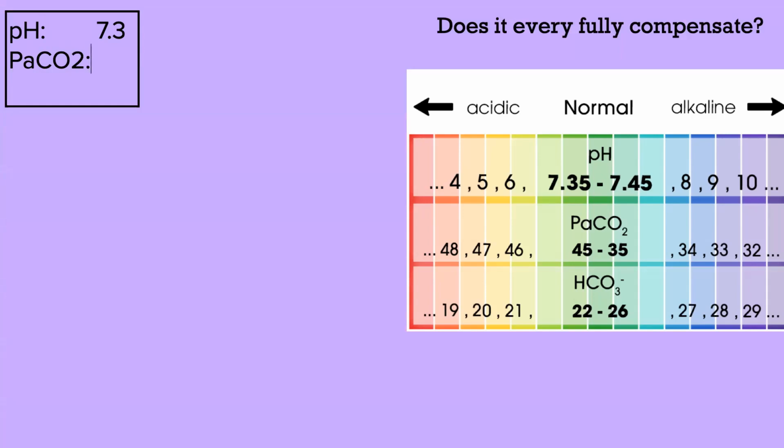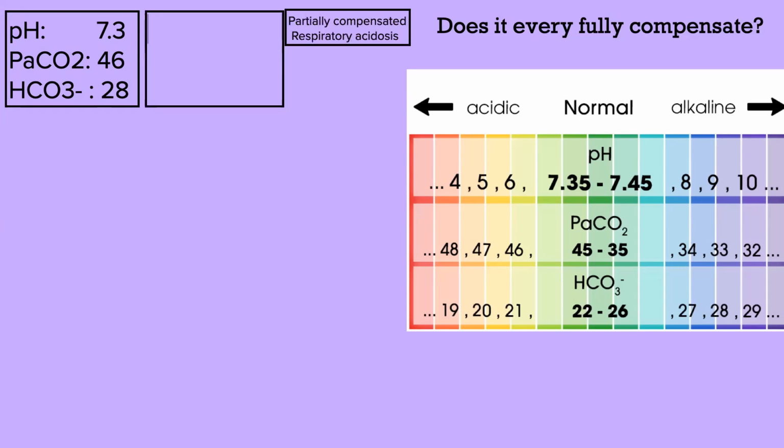So your pH is 7.3, your PaCO2 is 46, and your bicarb is 28. Is your pH normal? No. Answer the question in full. Go ahead, Benji. Partially compensated respiratory acidosis. Perfect.